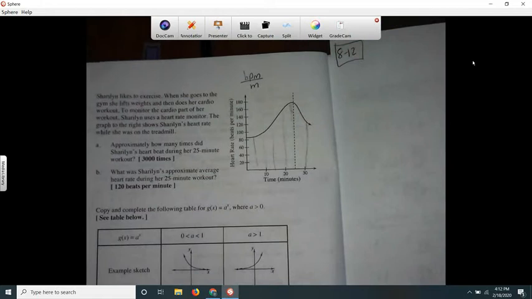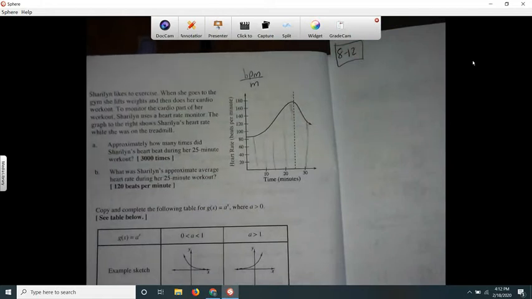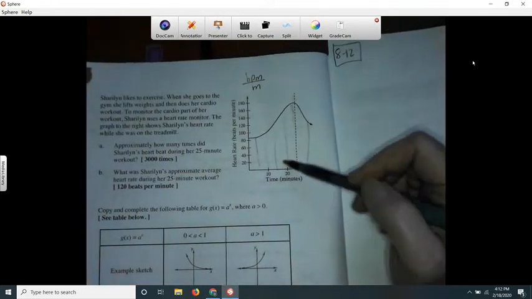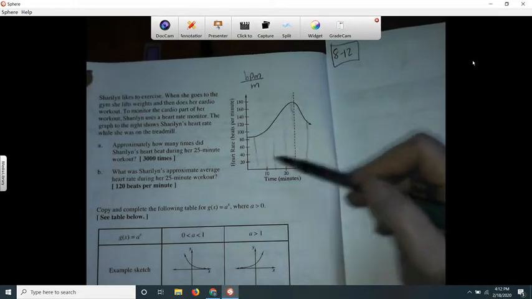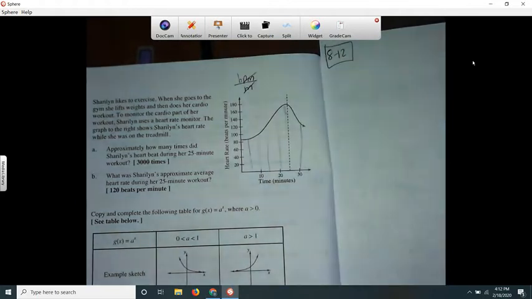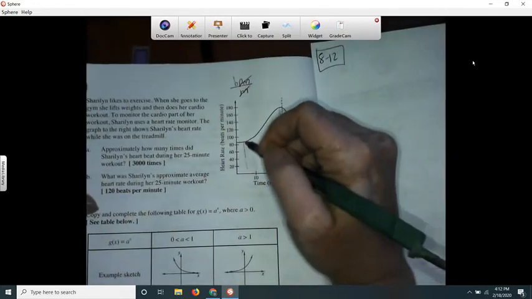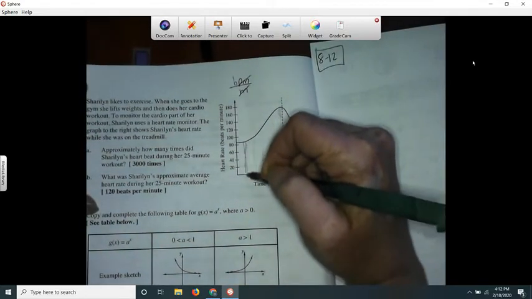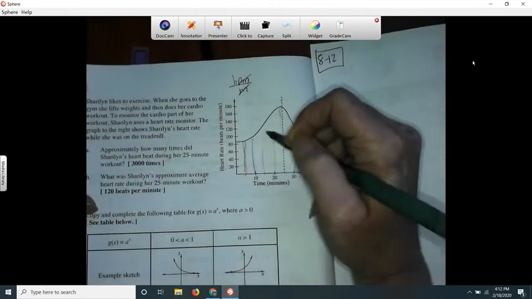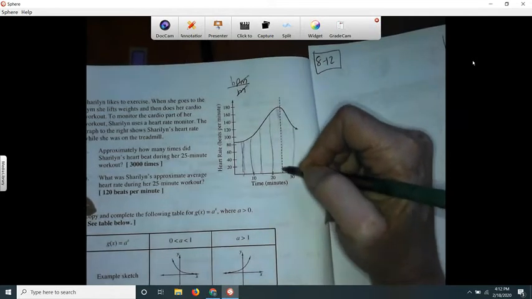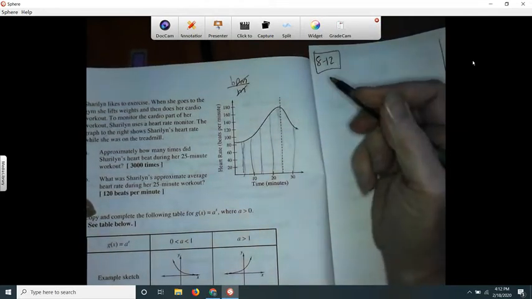So if this makes any sense, if you find the area under the curve, you're going to end up with the heartbeats, how many heartbeats there are. So we know how to draw the little rectangles. I didn't draw mine very straight, but they want you to find the area under the curve. We don't know how to do any integration yet, so we're just going to draw some rectangles.